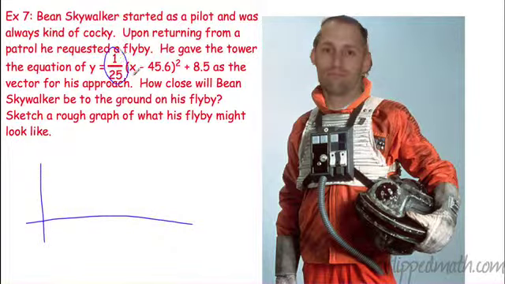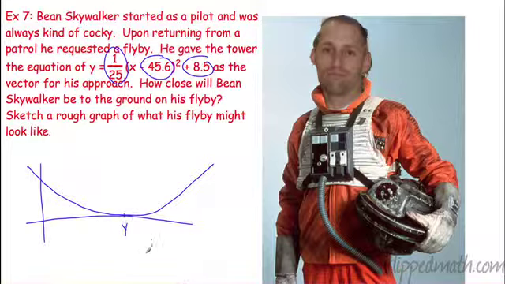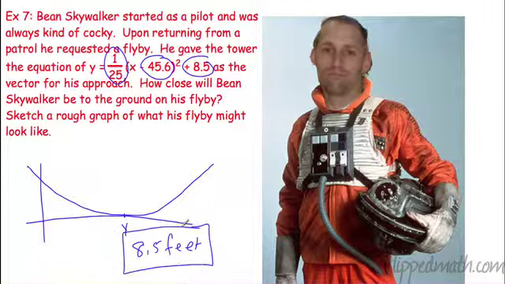This means it's going to be fairly wider than our normal one, right? And this is our vertex. So let's just say this is about 45. So it would look something like this, right? And of course, what we want to know is the distance from where he is to where the ground is. So that's our y value. What is our y value in this situation? 8.5. So he will be 8.5 feet off the ground. All right? Sometimes word problems aren't that hard.